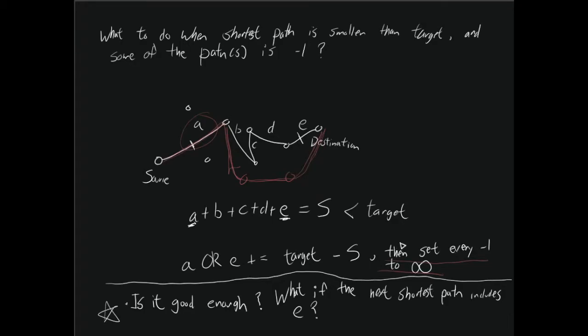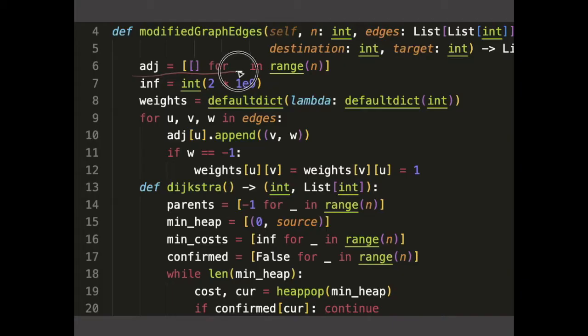Let's see how we can implement it in code. First, we are given an edge list, but we want to change it to an adjacency list because it's more convenient. And infinity, I'm just going to set to 2 times 10 to the power of 9. As we mentioned, we're going to use infinity to set the weight. And this weight is a 2D dictionary, which is basically used to get the real weight of an edge if the edge is -1. So that's why in here we only set the weight as 1 when it is -1.